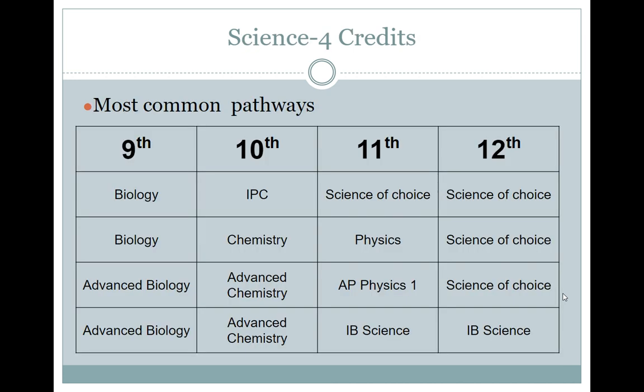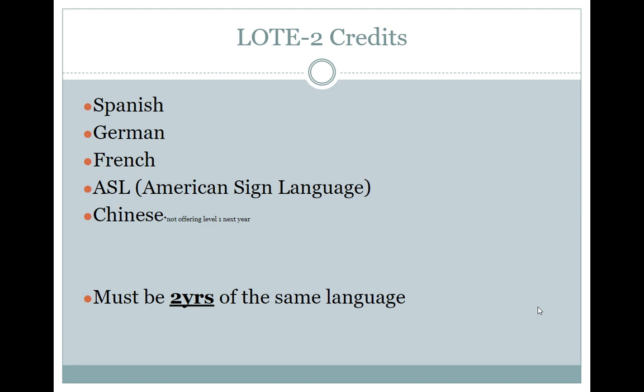Science. Again, find the science you're in this year, move over to the column, and then you will write that course down. Foreign language. You are just going to be writing which one you're in and the next one over. So if you're in French 1, sign up for French 2.